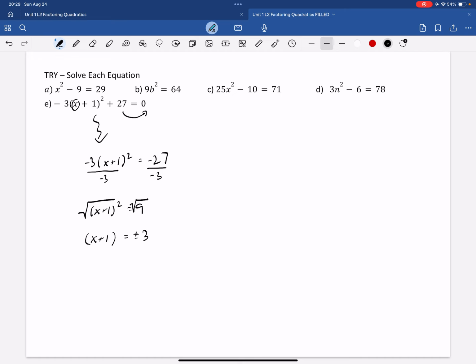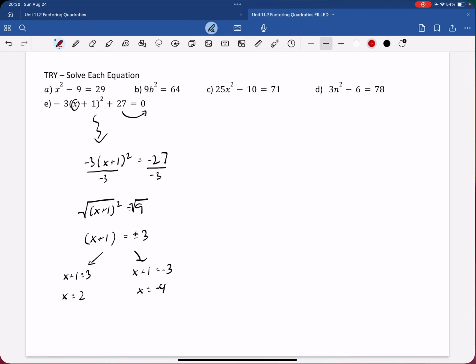Okay, so if you want to think of it like this, you could set up two different equations. x plus 1 is equal to 3. x plus 1 is equal to negative 3. So this means x is 2 or x is negative 4. Done.